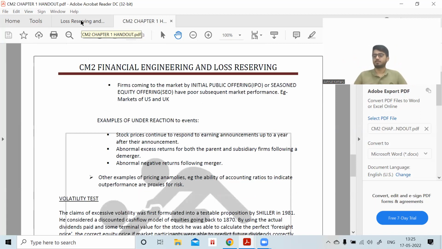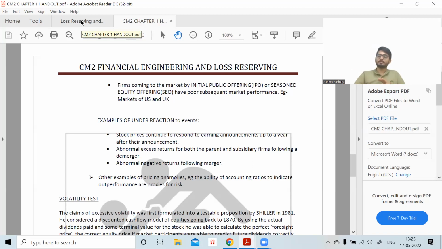Then this one, again, is a very important thing. Firms coming to the market by initial public offering or seasoned equity offering. In our Indian market context, what we have is initial public offering only. They have poor subsequent market performance. Like this has been observed in the US and UK.